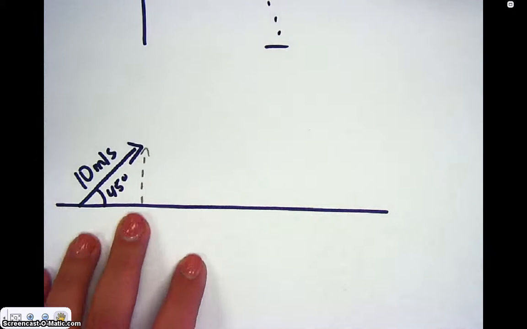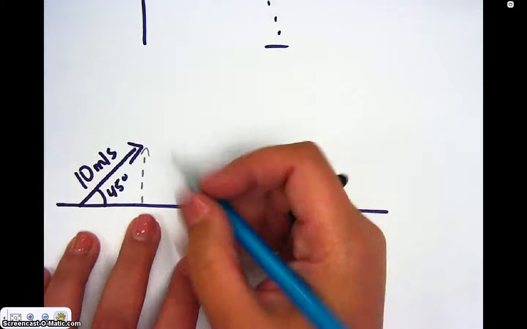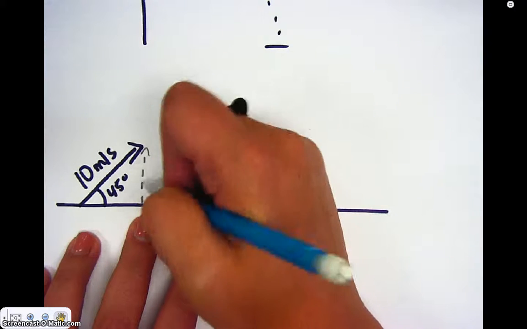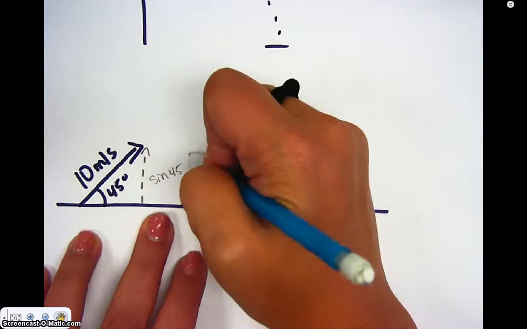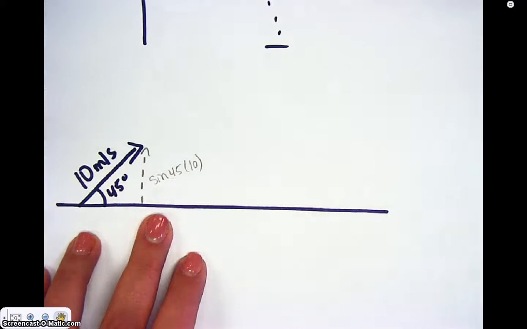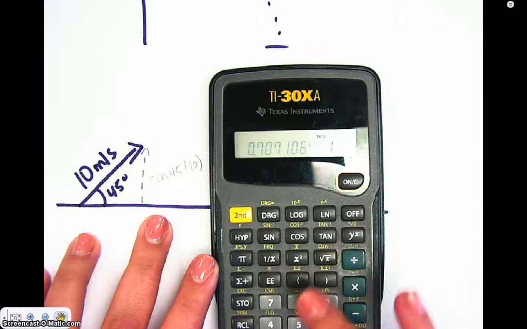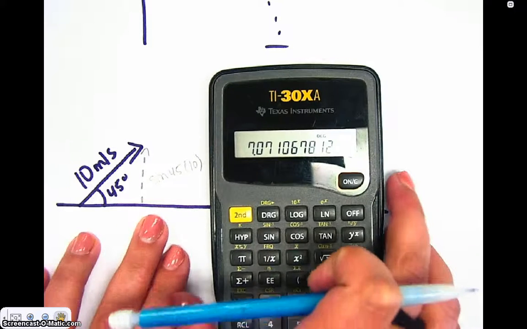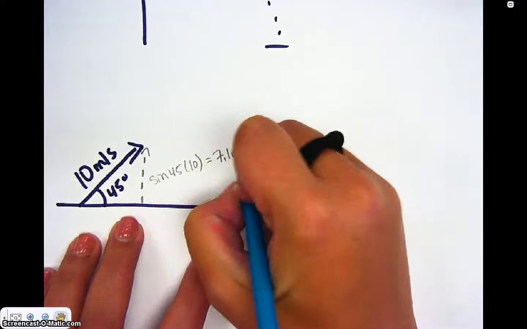Which we can very easily calculate, right? So this is just the y component of this vector. I would use sine because it's the opposite. And so the sine of 45 times 10 will give me the component of that vector. Let's just do that really quick. And I get 7.1 meters per second. So this is the y component.